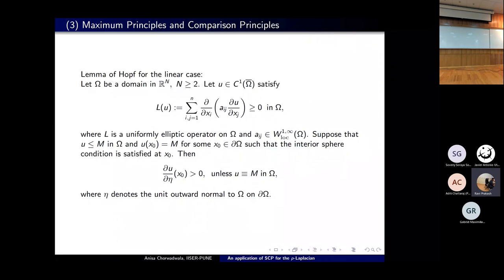That is, when you exit the domain from that point, it cannot be a plateau-like situation. It will be a strictly increasing function at the point of maximum, okay? Unless you have a constant solution. Okay, so this was the Hopf lemma in the linear case.